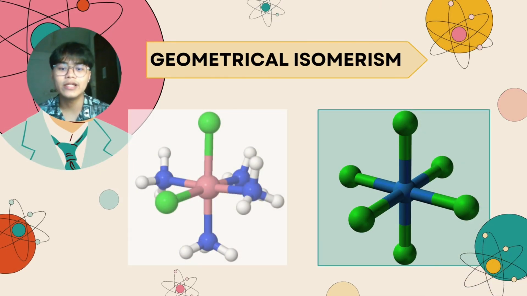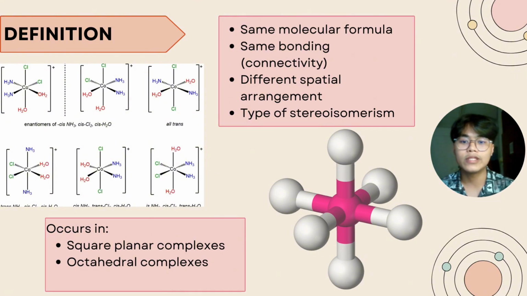Next, in this session, I will talk about geometrical isomerism, which is one type of stereoisomerism in coordination compounds. Geometrical isomerism occurs when coordination compounds have the same molecular formula and the same bonding, but differ in the spatial arrangement of ligands around the central metal ion.